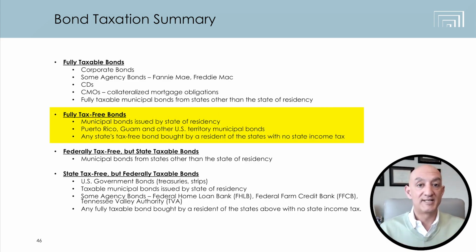The only bonds that are tax-free are municipal bonds. These are bonds that are issued by cities, states, towns, some schools, and things like that. If you buy tax-free bonds from the state where you are a resident, you do not pay federal tax or state income tax. It's important to note that with Puerto Rico, Guam, and other U.S. territory municipal bonds, you don't pay state income tax in any state. But municipal bonds are federally tax-free. For the bonds in your own state and the territories, they're also state tax-free.